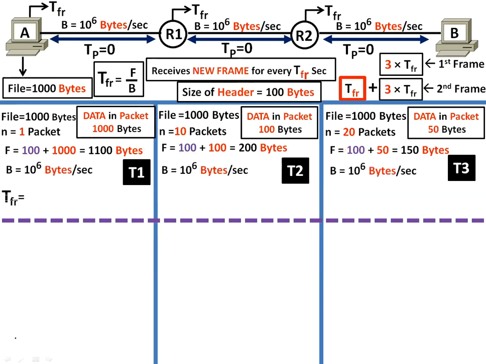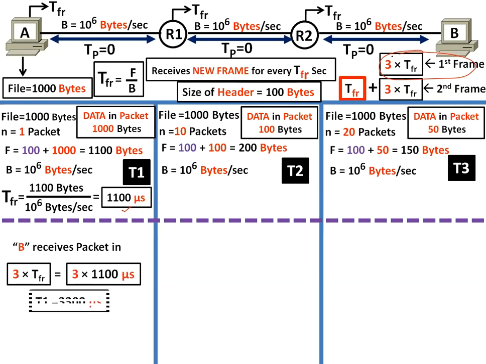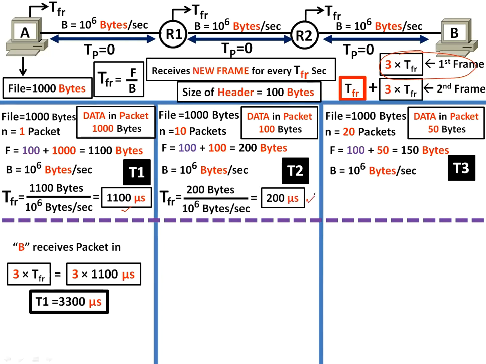Bandwidth is given, so TFR is equal to F by B. That is 1100 microseconds. So B receives the packet in 3 TFR time, you understood, because it's only the first frame, that is for only one packet. So T1 is 3300, whereas here TFR will be 200 microseconds.